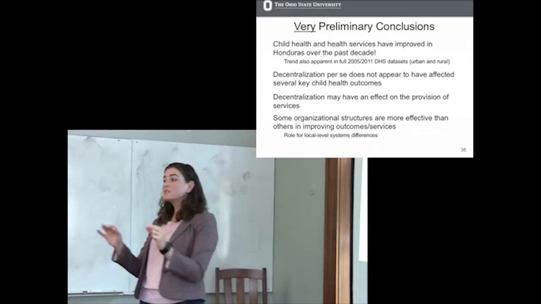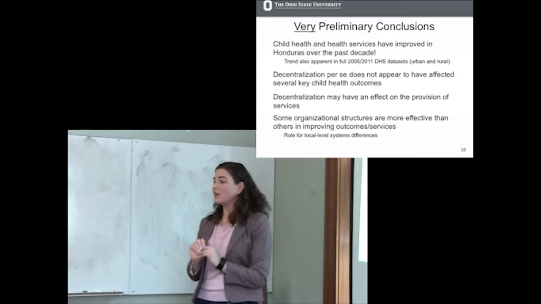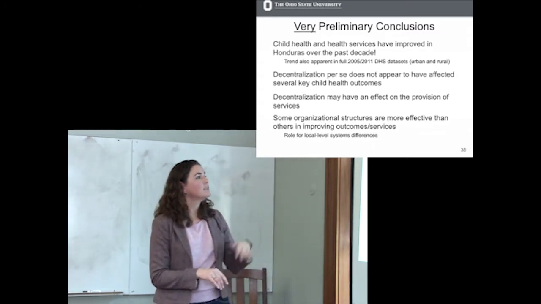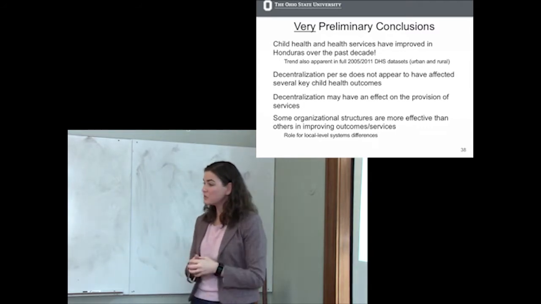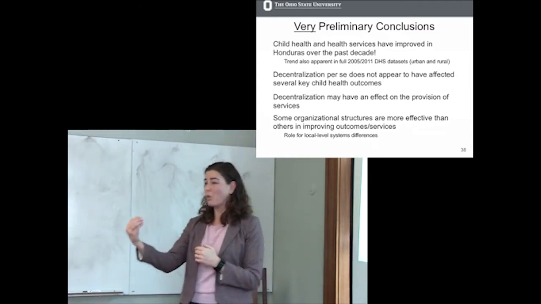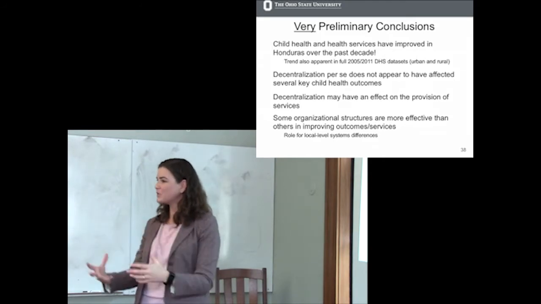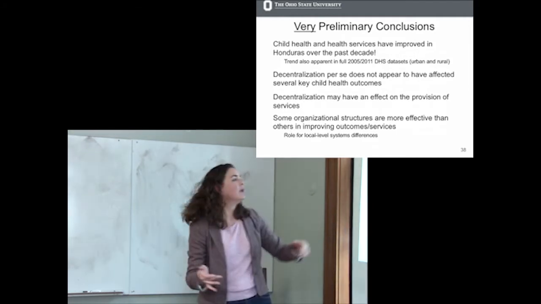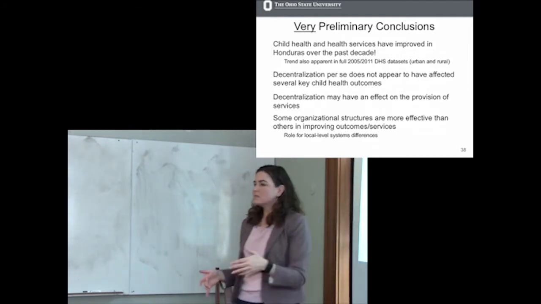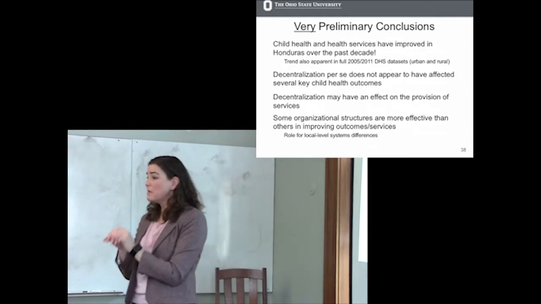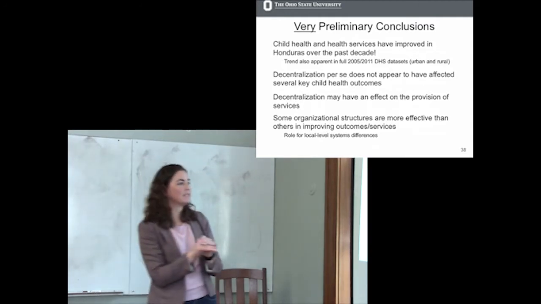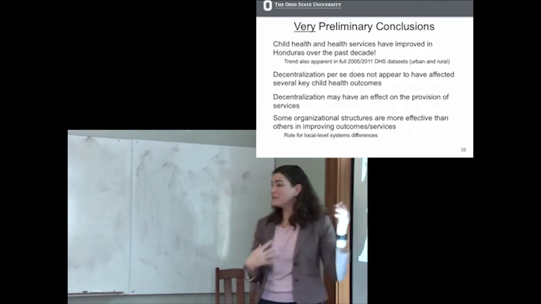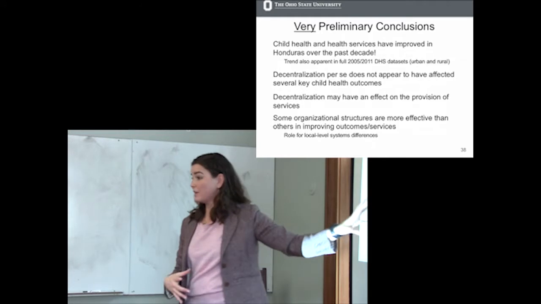Decentralization, I would say, per se, does not appear to have an effect on most of the health outcomes, except for maybe weight for age. Decentralization might have an effect on provision of services, which actually was one of the goals of decentralization, to provide health services in a different way. The health outcomes are sort of the natural extension of that, right? And it seems like some organizational structures in these local contexts may be more effective at implementing and running the health system than others. And this, I think, is where the really interesting stuff lies.